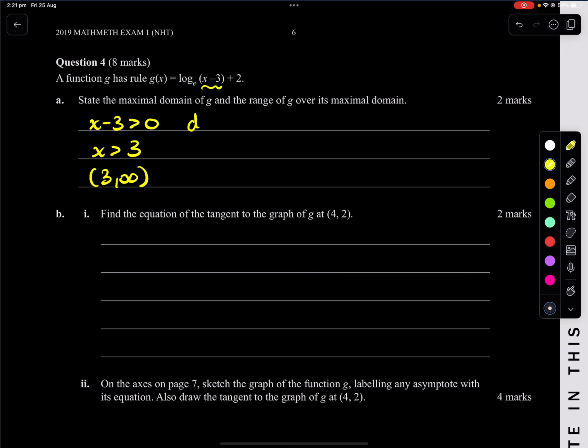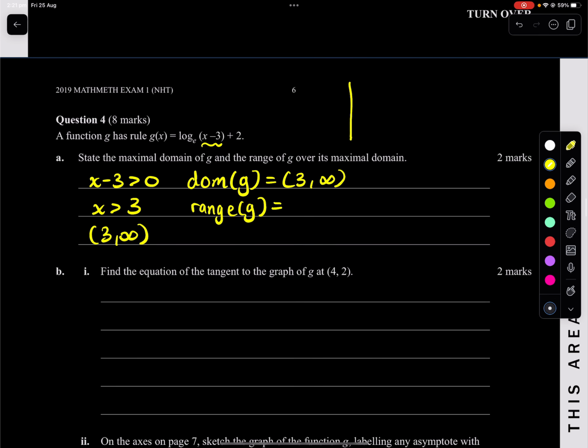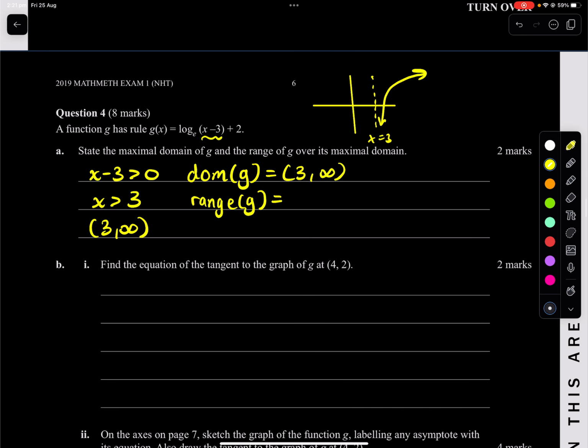So we can say the domain of g is root 3 to infinity. Easy. What about your range of g? Well, it's easy to find the range, it's easy to draw this. So we know it's going to have a root 3, so at this point, x equals root 3, it will have an asymptote, and it's going to be looking like this. That plus 2 does not do anything too much, so it's going to look like this, and the range is just all reals.